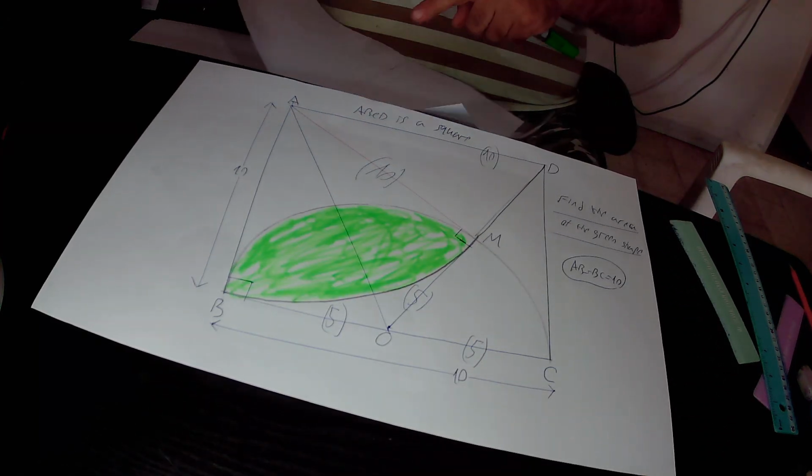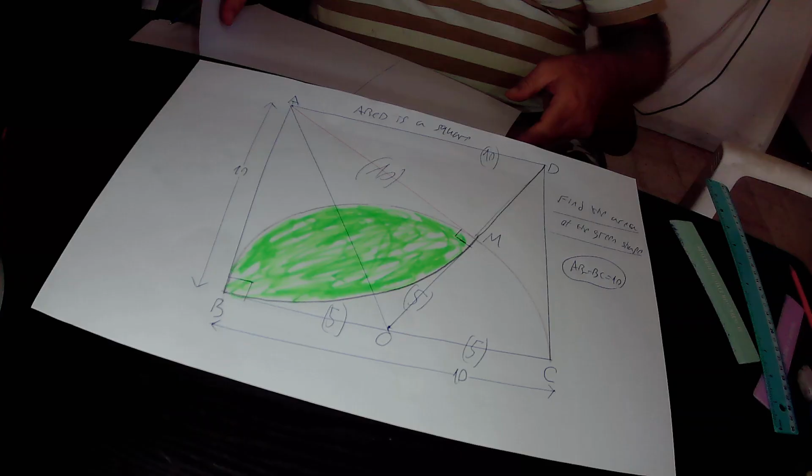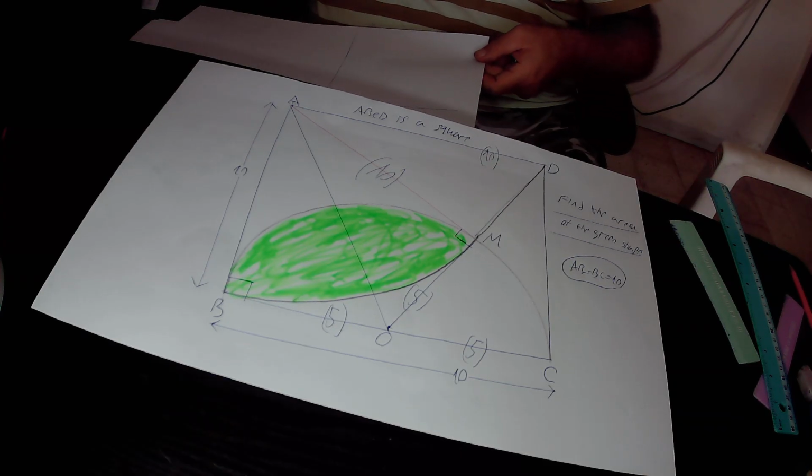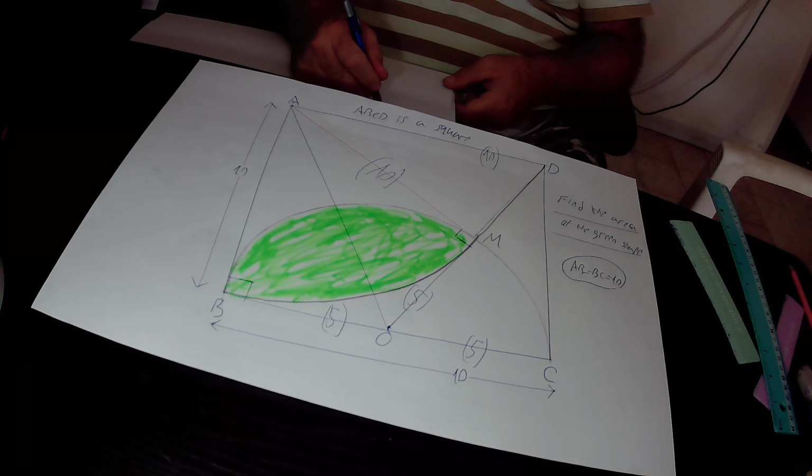And finally, AO is a common side that belongs to both triangles, so you can write down that AO equals itself, a common side that belongs to both triangles.